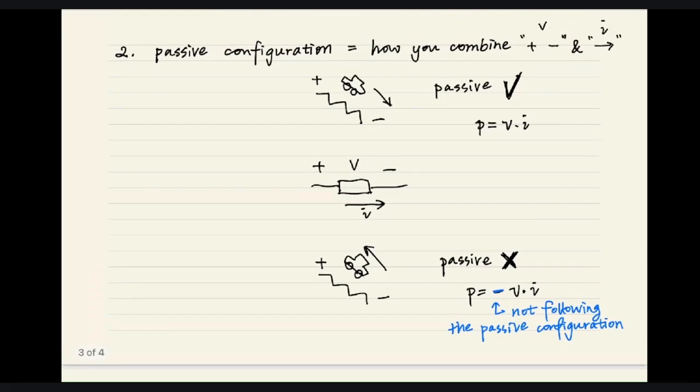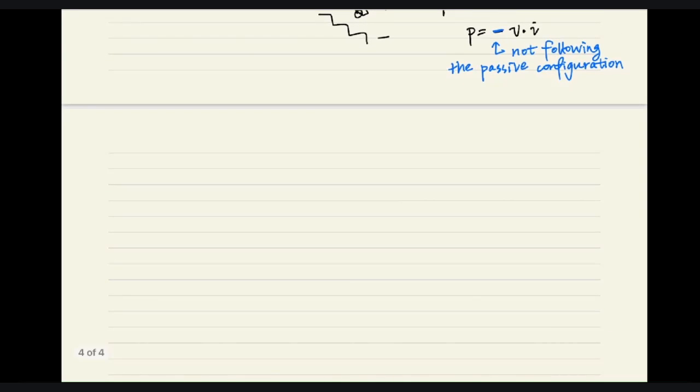At this step, you still cannot tell if the element is absorbing or supplying energy because you don't know the polarity of the values of V and I. So let's come to the next step, how to determine its positive or negative value.